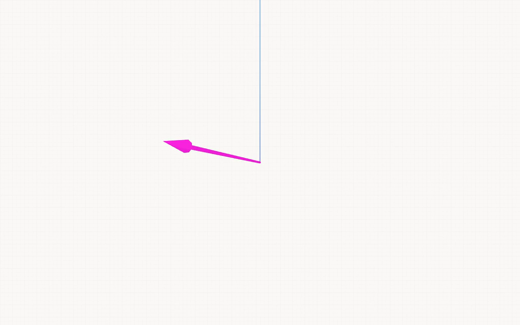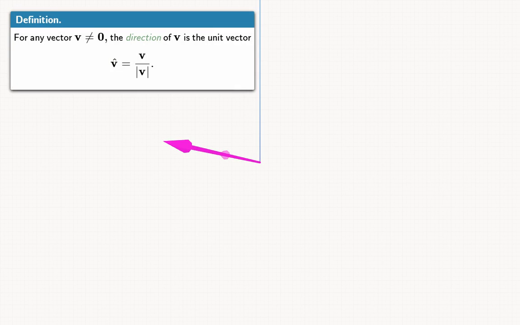Another way is, for any vector, so long as it's not the 0 vector, we can divide it by its length, and then that will be a unit vector. So we call this unit vector the direction of v, and we denote it by v hat. I don't think the textbook uses this v hat notation, but it's pretty common, so you might see it elsewhere.